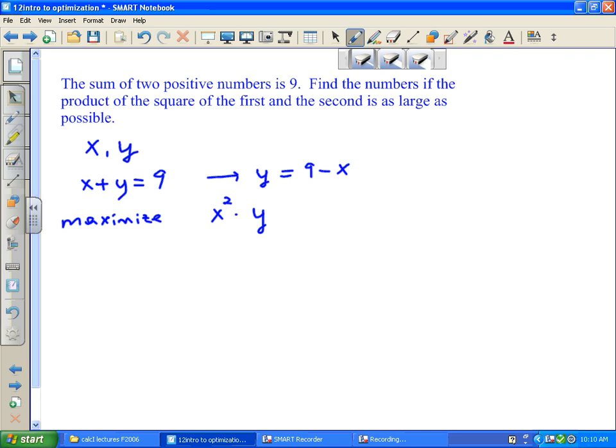So we're trying to maximize. Once again, let's call that function f. You could call it anything you like. So the function we're maximizing, our objective function, is x squared times y. And instead of y, what am I going to write? 9 minus x. Okay, what should I do at this point? Distribute it. So we have 9x squared minus x cubed. This one does not have such an easy graph to guess, right, because it's a cubic.